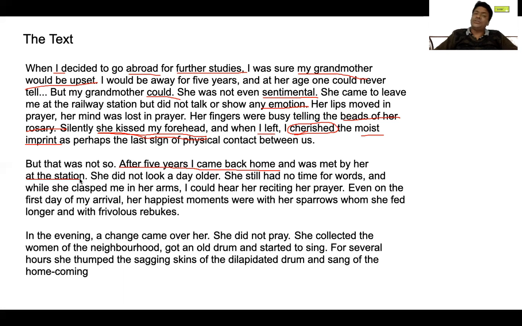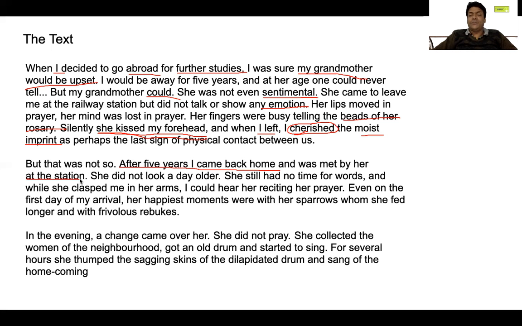The writer found that she was the same. She still had no time for words. She was busy with the beads of her rosary. And while she clasped me in her arms, clasped means to hold someone tightly, a hug, while she hugged me in her arms, I could hear her reciting her prayer. So the writer could hear the sound of her prayer, even on the first day of the writer's arrival in his city, his home.